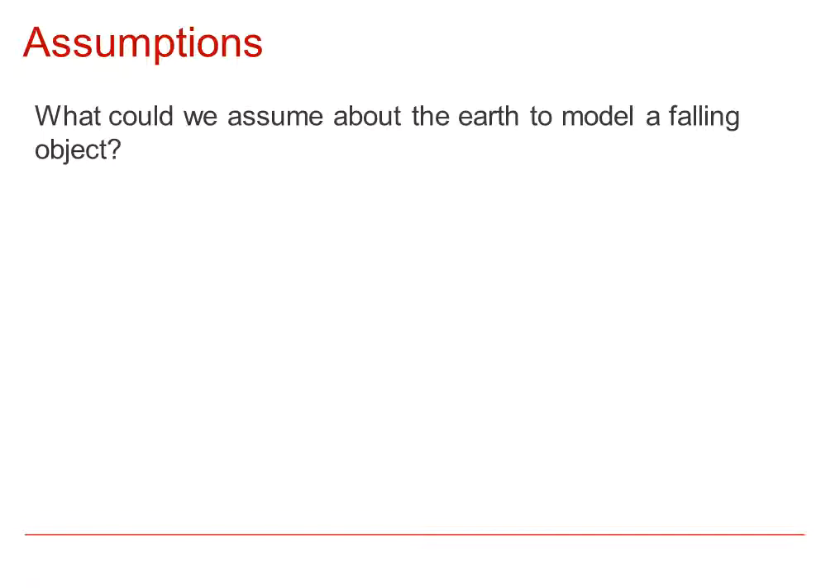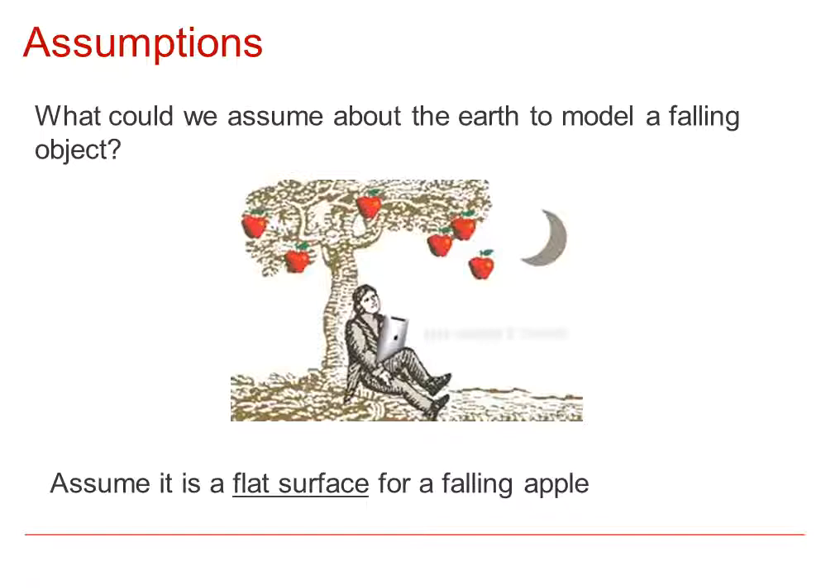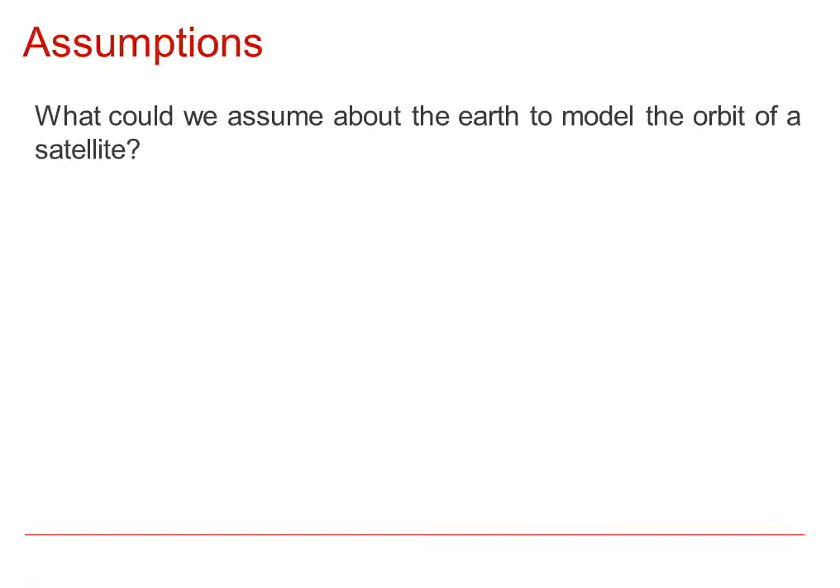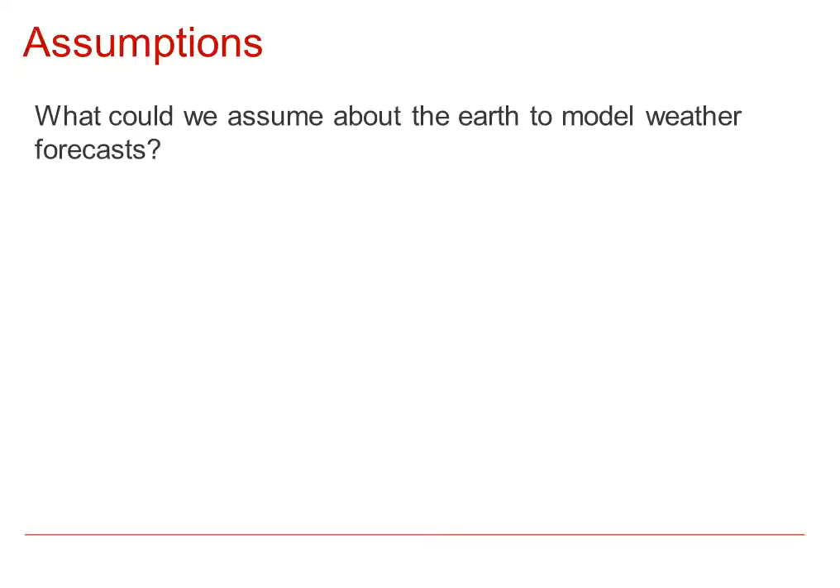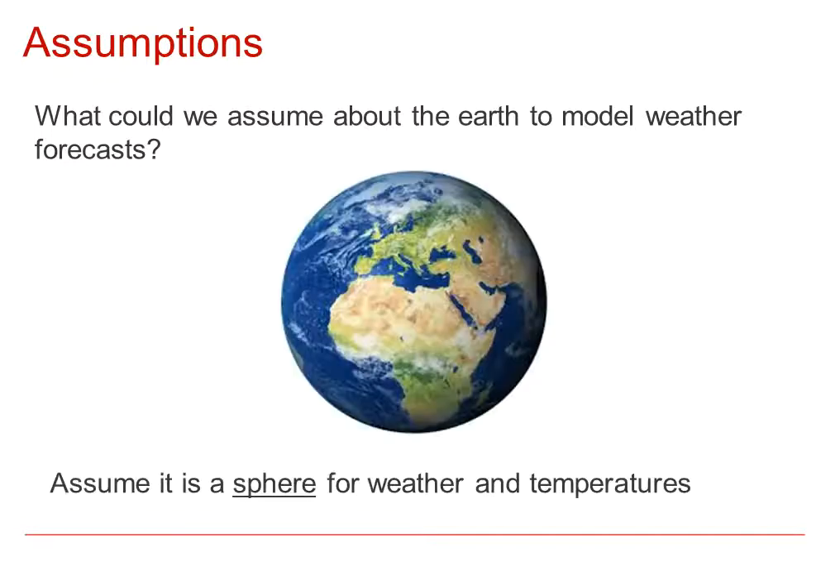So for example, what might we assume about the earth if we were modelling a falling object? We might assume that the earth can be treated as a flat surface for a falling apple, for example. However, what might we assume about the earth if we were going to model the orbit of a satellite? In this kind of scenario, we might assume that the earth can be treated as a circle if we're talking about orbiting objects. What could we assume about the earth if we're going to model weather forecasts? If we're looking at weather forecasts and temperature changes across the planet, we might assume that it is a sphere.